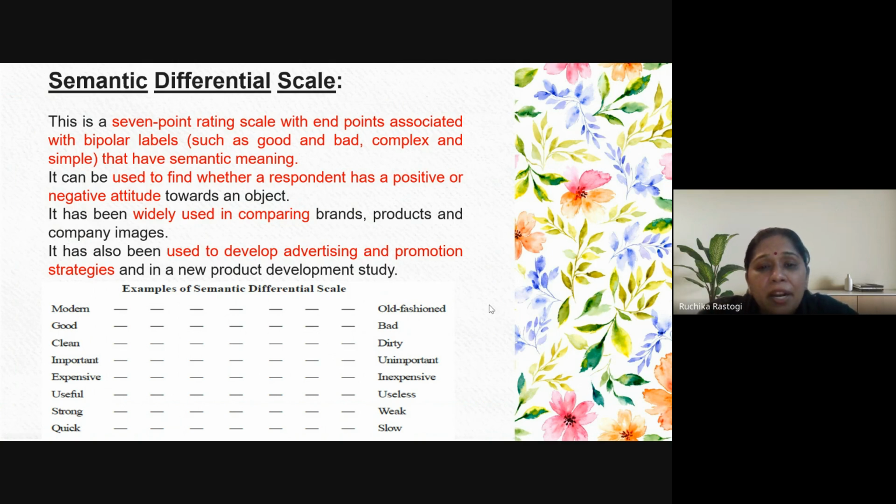But how to measure it? There is a technique that I will tell you. मैं भी बताती हूँ आपको इसकी technique क्या है measure करने की. But first of all, understand what is semantic differential.